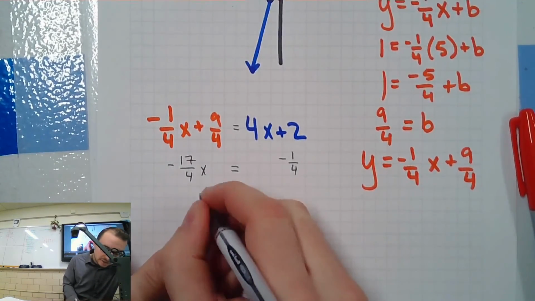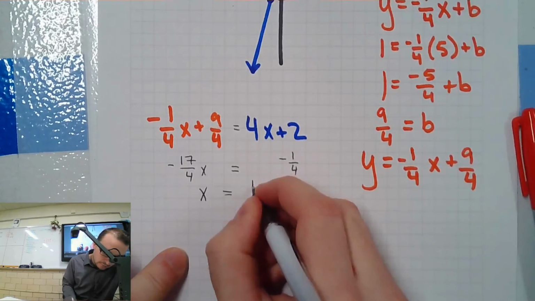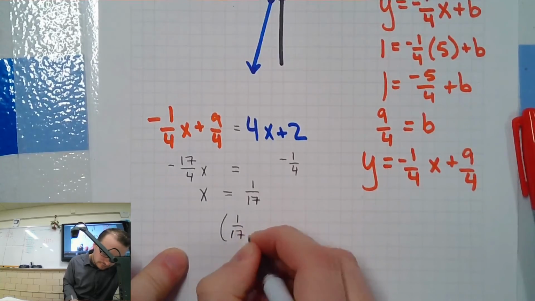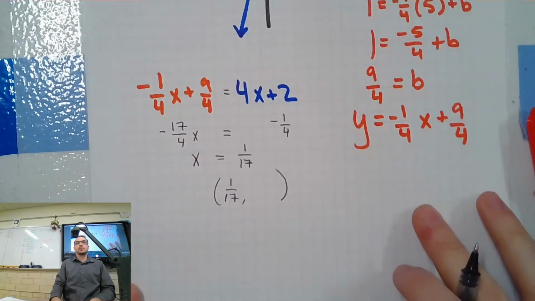Then I'm going to get x on its own. I'm going to multiply by 4. I get -1 over here. I'm going to divide by -17. I get 1/17. That's my x. Trust me on that. Don't write this down. You're not turning it in. There's no point. Okay?